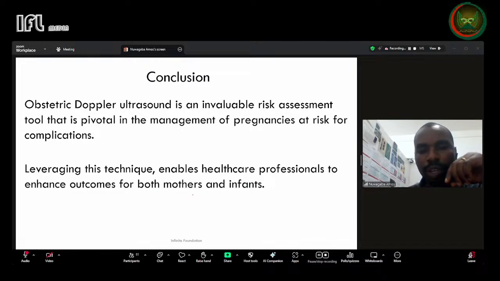And when we leverage this technique, we can enhance outcomes for both mothers and infants, because we know preeclampsia causes severe disease in the fetus and even the mother long after delivery.